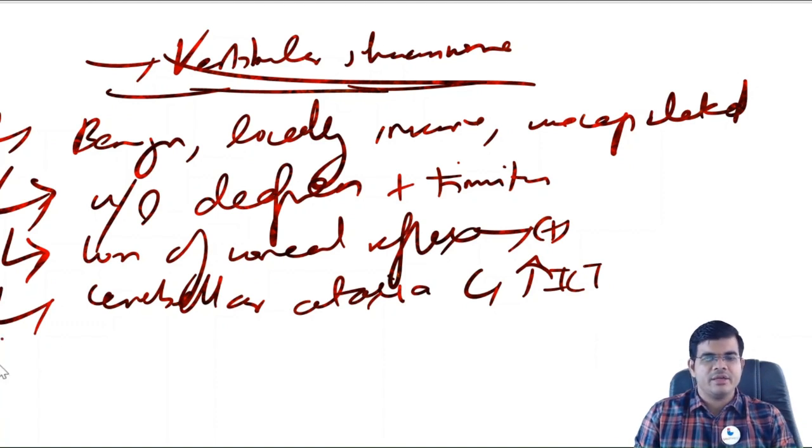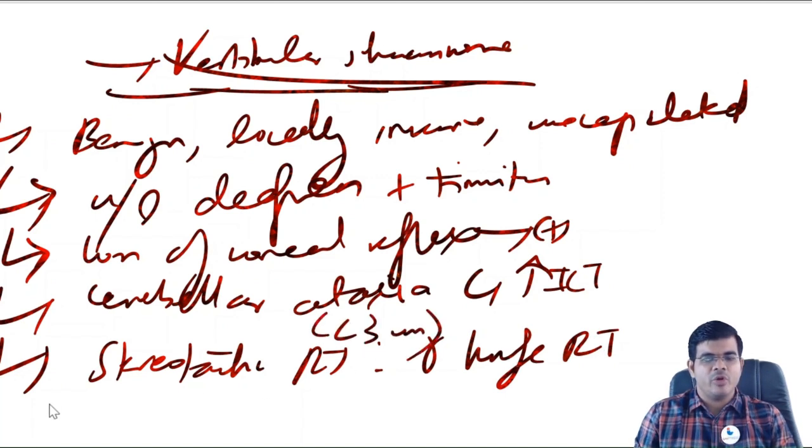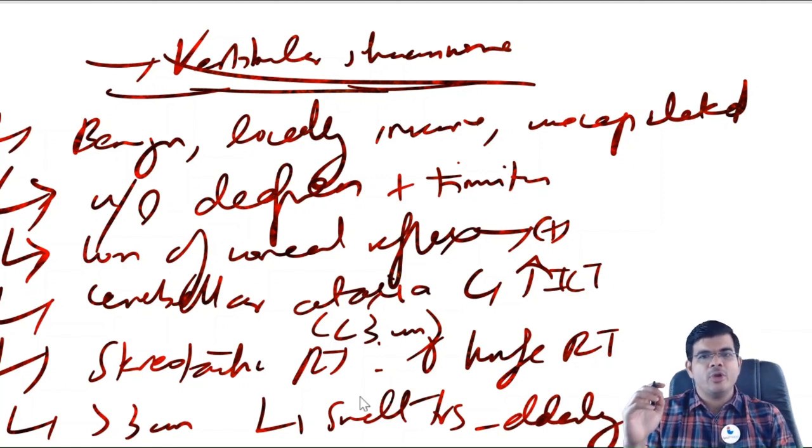Now what are the treatment options? You can go for stereotactic RT or gamma knife RT when the tumor is less than 3 cm. If more than 3 cm you have to go for surgery, and in small tumors in the elderly you can go for wait and watch management. So these are the things that you have to learn in vestibular schwannoma. A small topic, easy topic.